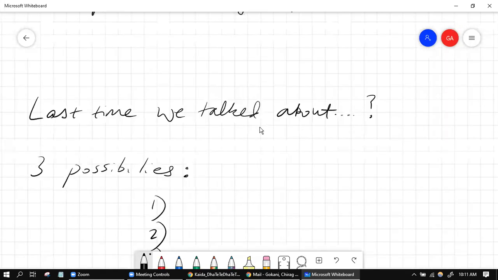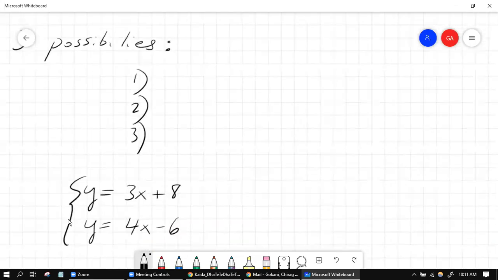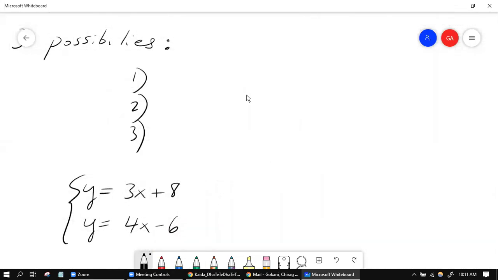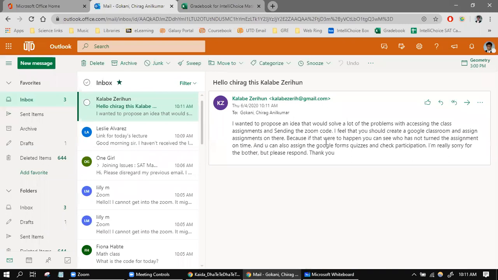So last time we talked about a system, for example something like this, a 2x2 system of equations. One second. Okay, I'll get back to this.